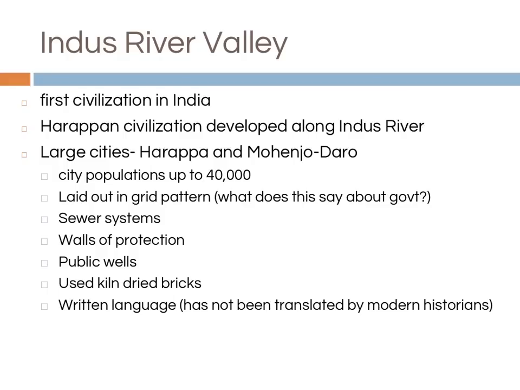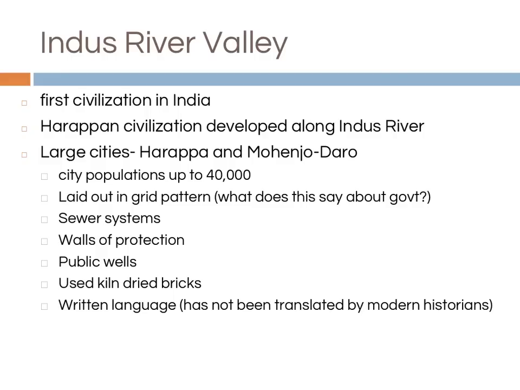The Indus River Valley civilization had two very large cities, Harappa and Mohenjo-Daro, with populations up to 40,000, which today is not a very large city, but if you think about this is about 5,000 years ago, that's a very large city. The ruins of these cities we know are laid out in grid patterns, so the streets are parallel and perpendicular. What does this say about their government? Well, it definitely says that they had to have had a pretty well-organized government.